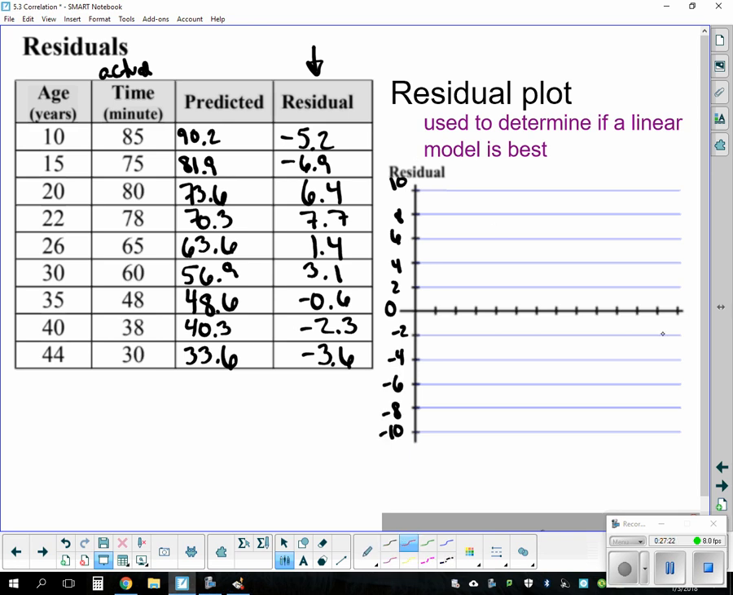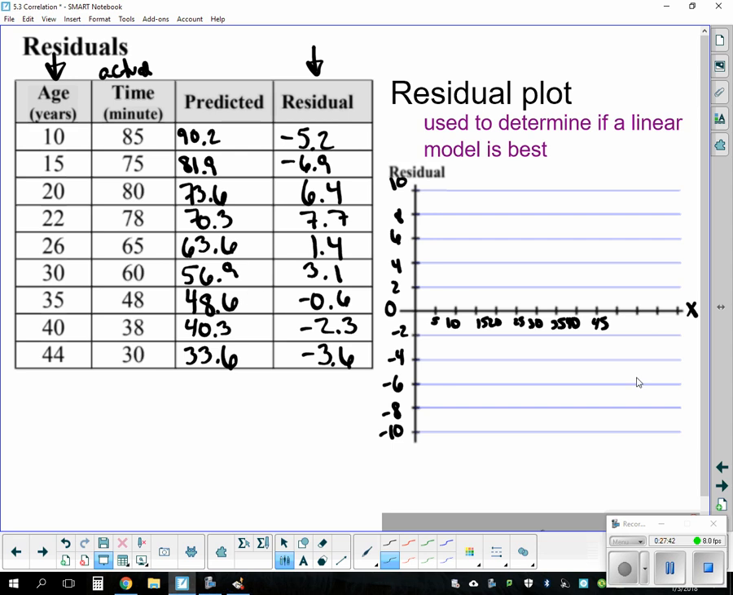This is my x's right here. So that is actually my age. That goes from 10 to 44, so I could count by 5's here, I think. Let's see if that fits. It's sloppily in there, but you guys get it. 45, there we go, that'll work.